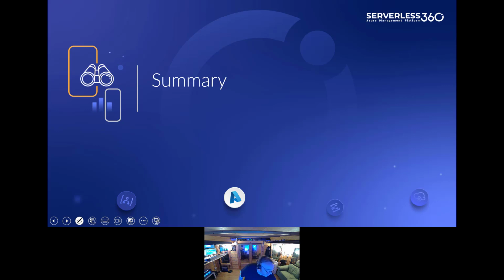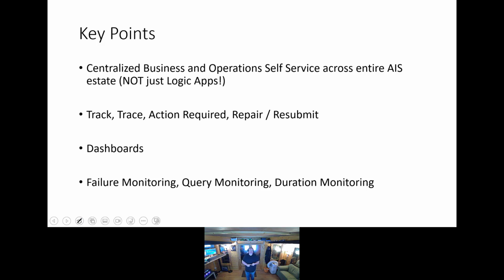A quick summary of what we did is we looked at the centralized business and operations and self-service across the entire AIS estate. So the first thing was the centralization. One of the challenges customers have with Azure integration services is that you've got this fragmented group of logic apps and service buses, and to a customer who's not familiar with it, it feels like everything's kind of scattered around. So Serverless 360 Business Applications lets you centralize the management of those Azure resources, and business activity monitoring lets you centralize the management of your business transactions. So that's a thing people like, to have that view in one place.